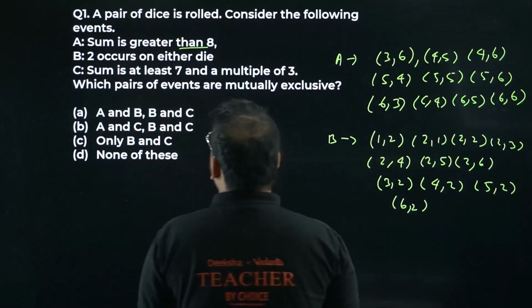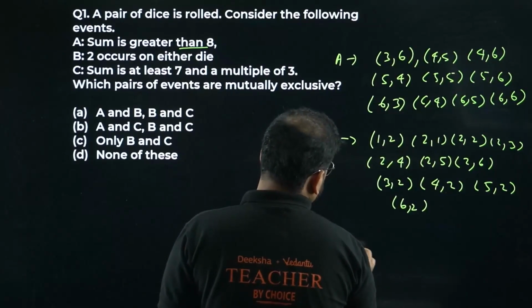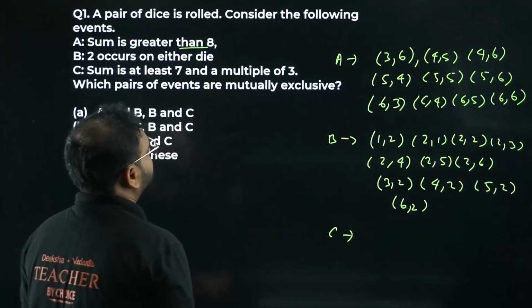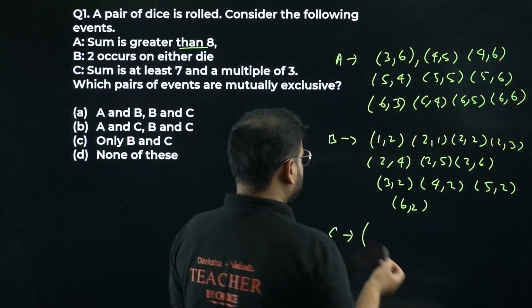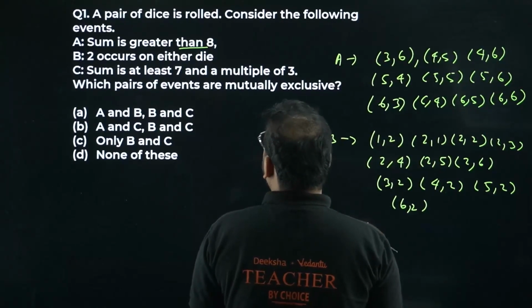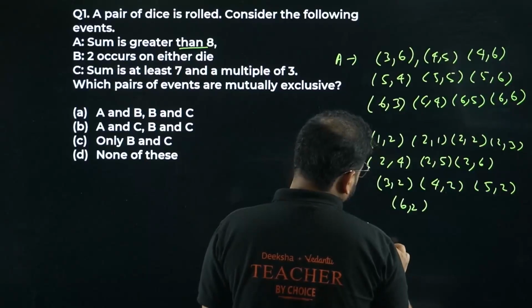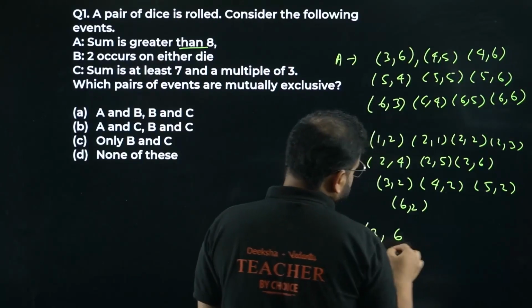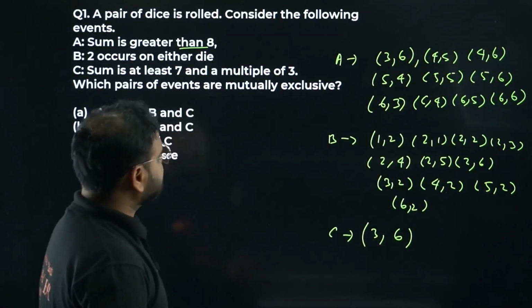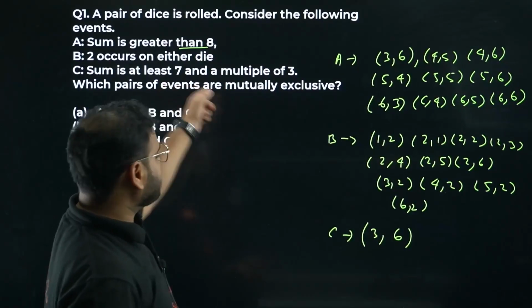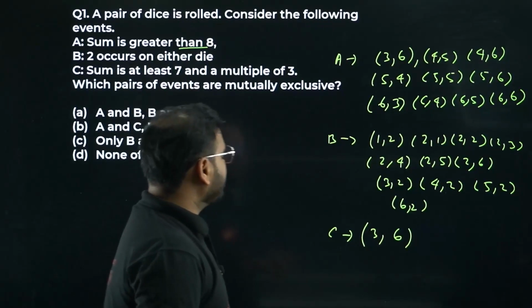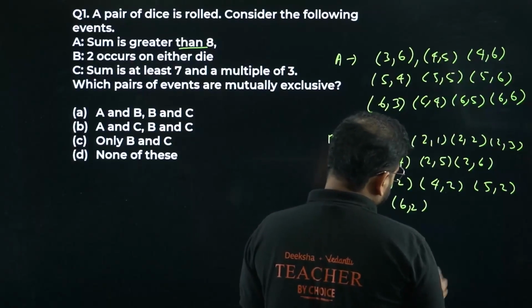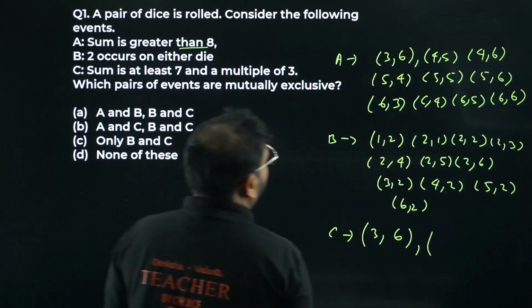Event C, sum at least 7 and multiple of 3. Please check. The first multiple of 3 that is at least 7 will be 9. So I cannot write with 2, I can write 3 and 6, which is 9, na? Sum is 9, so this is more than 7, of course. Multiple of 3, no? What else can we write?